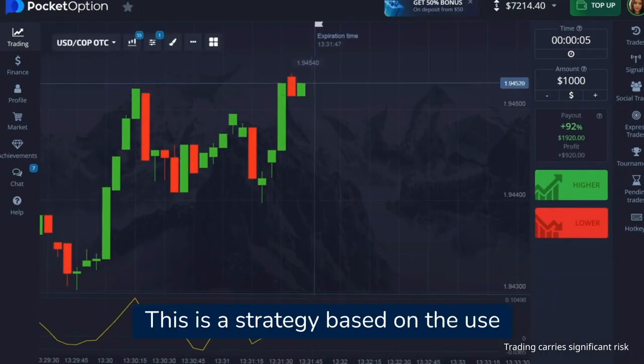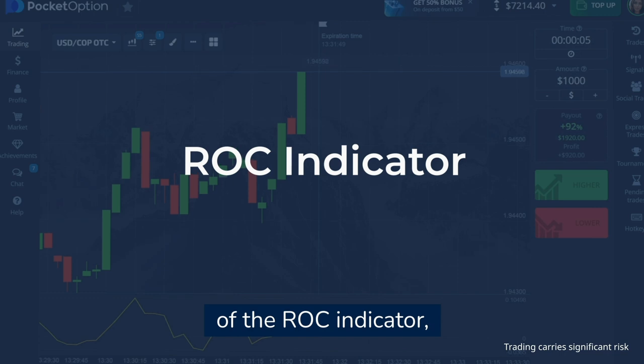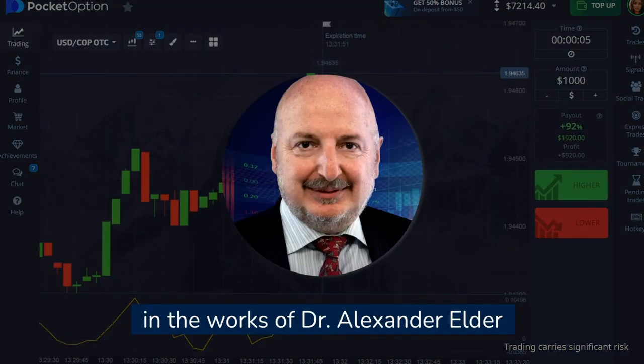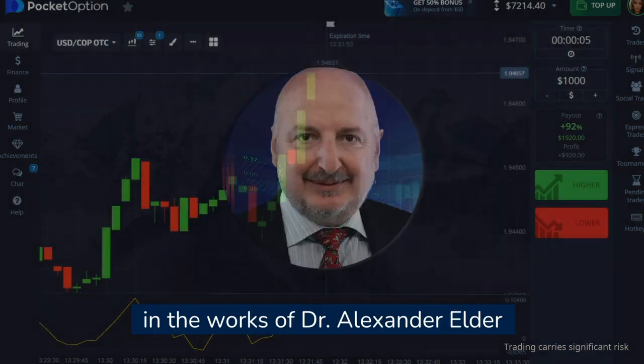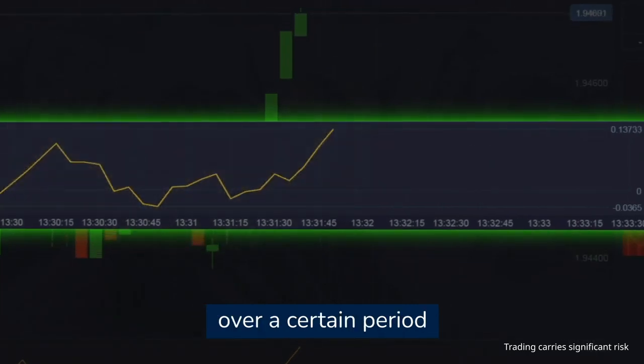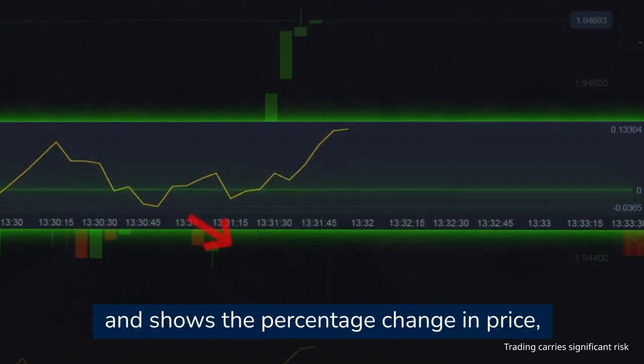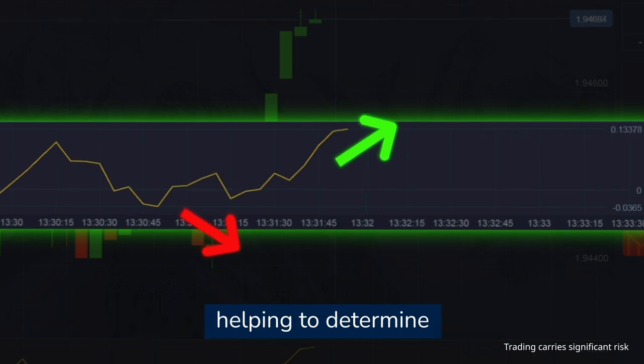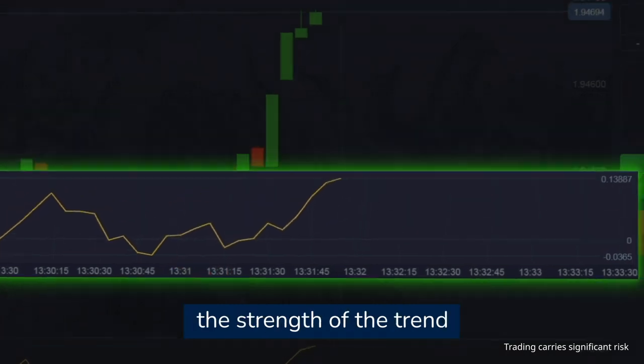This is a strategy based on the use of the ROC indicator, which was first proposed in the works of Dr. Alexander Elder. The ROC indicator measures the rate of change in the price of an asset over a certain period and shows the percentage change in price, helping to determine the strength of the trend.